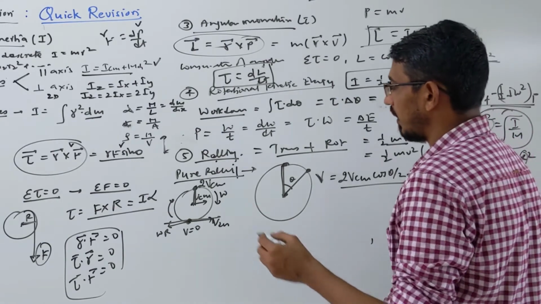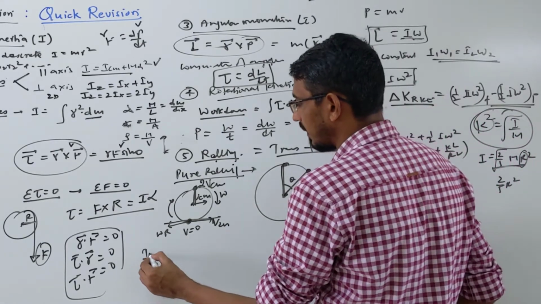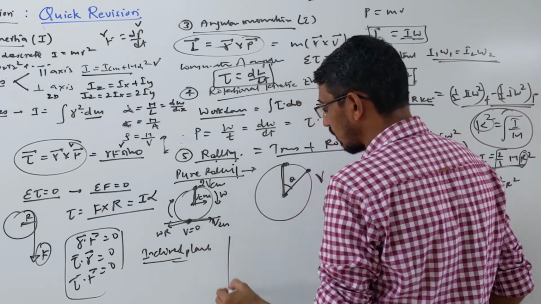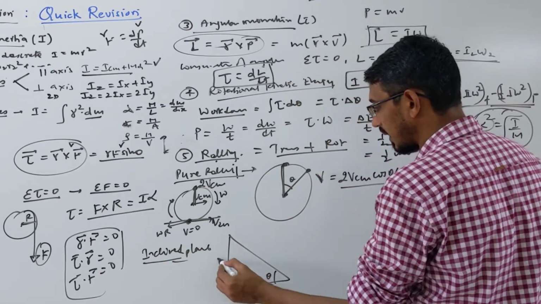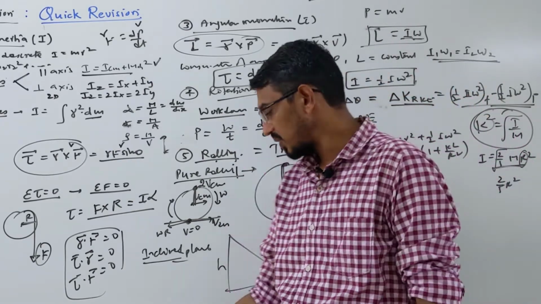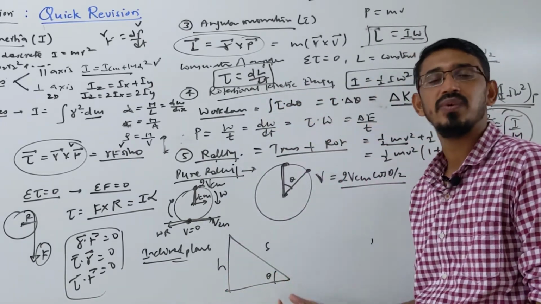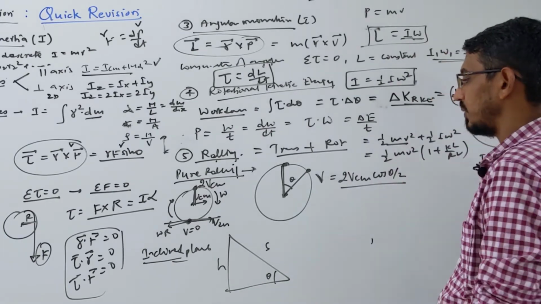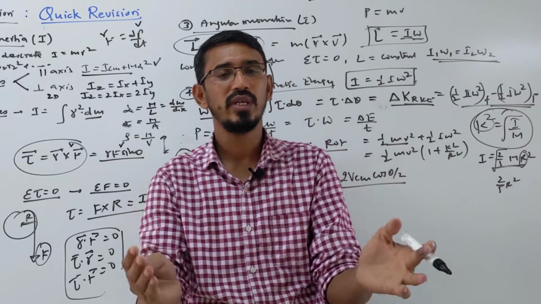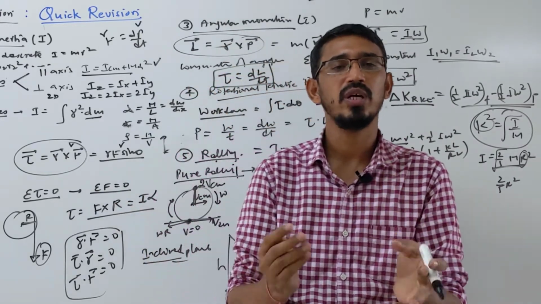After this we learned rolling on an inclined plane, the last topic. When a body is rolling on an inclined plane, this is the angle theta, this height is h, and this is the slant length s. Then we have to calculate three things: the velocity at the ground, the acceleration, and the time taken. It's like sliding, but apart from that one more term comes in rolling, that is 1 plus k square by r square.